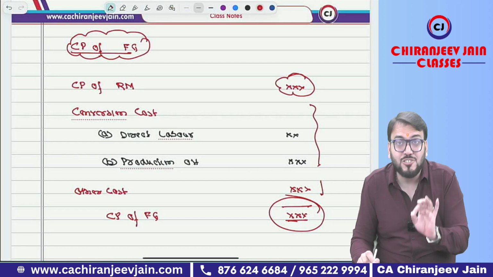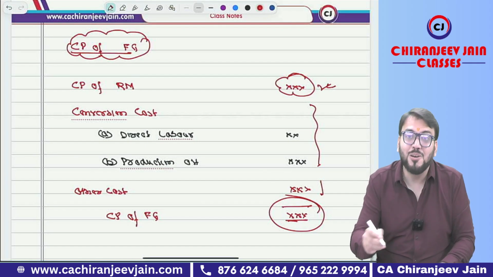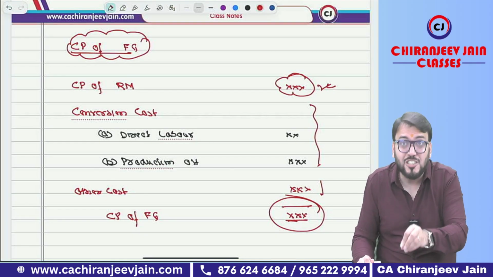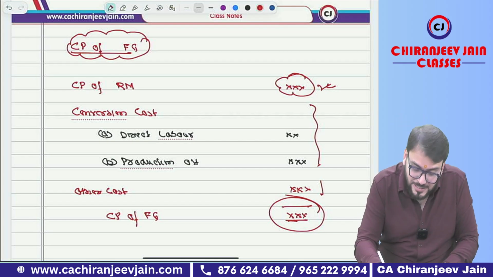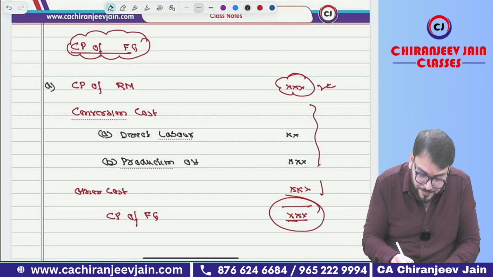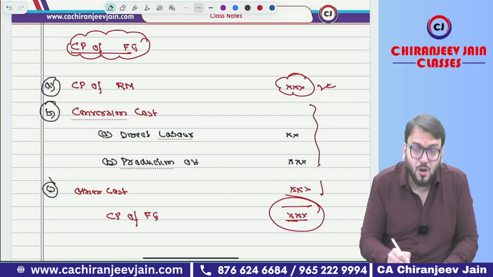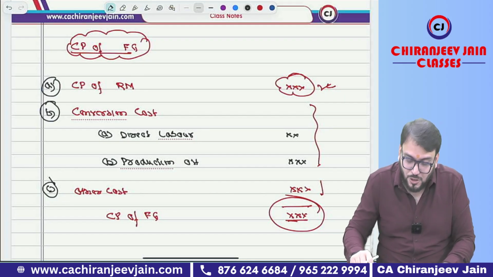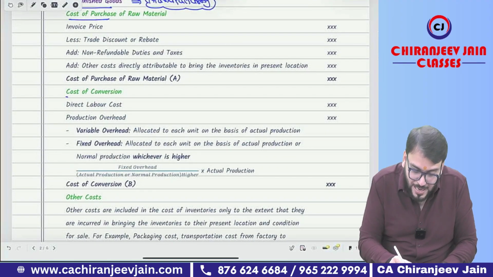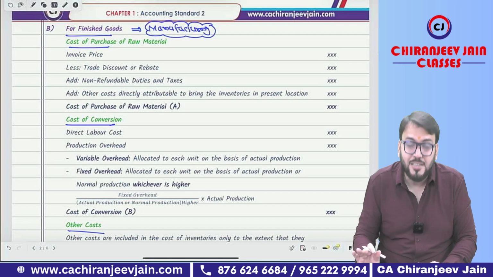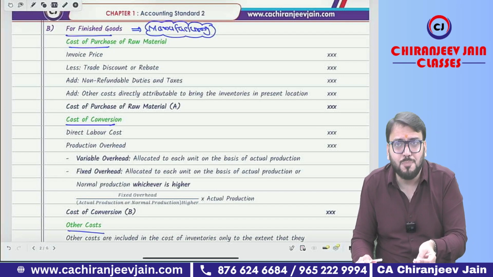What I just want to say is that for the cost price of finished goods, first we need to find out the cost price of raw material, meaning the cost of purchase of raw material, because you are purchasing raw material. So there are three components of the cost price of finished goods. One is the cost of purchase, then the other is conversion cost, and then other cost. First, cost of purchase. Whenever I say cost of purchase, that will be raw material.